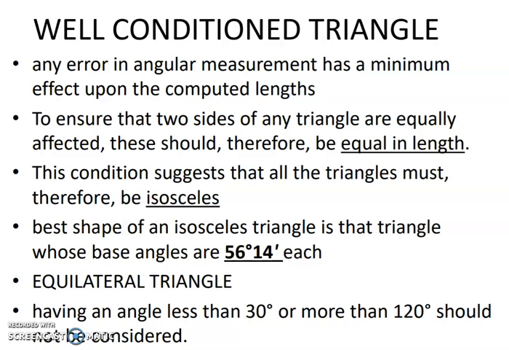So, basically, the thumb rule is that the angles inscribed inside the three sides of the triangle should not be less than 30, nor more than 120. And ideally, a well-conditioned triangle will be one which has base angles of 56 degrees 14 minutes. Now for this there is a derivation in your book. However, that's not so important. What you can understand from well-conditioned triangles is that they are ideally equilateral or isosceles, and no angle inside the triangle should be less than 30 degrees or more than 120.